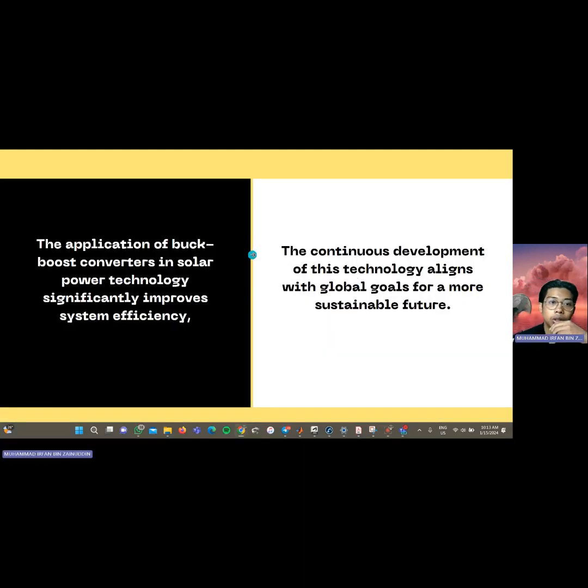This application of the buck boost converter in solar power technology significantly improves system efficiency, and the continuous development of this technology aligns with global goals for a more sustainable future.